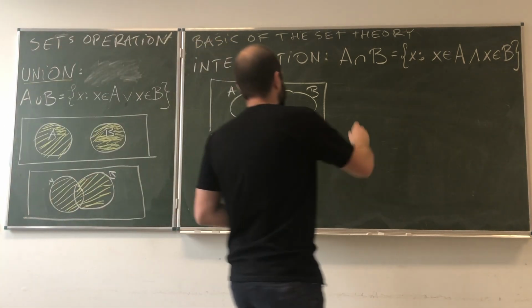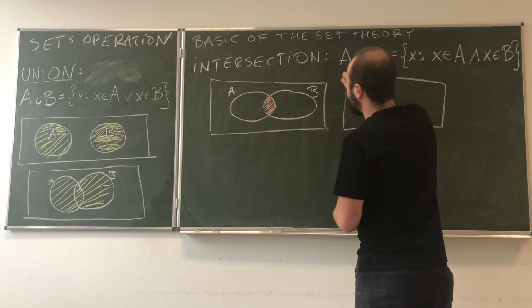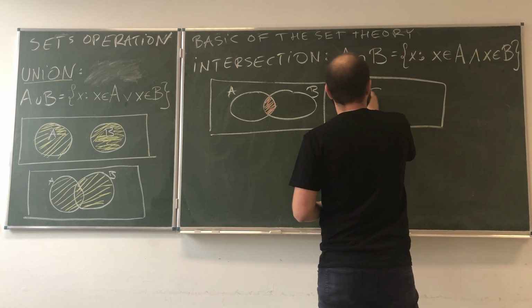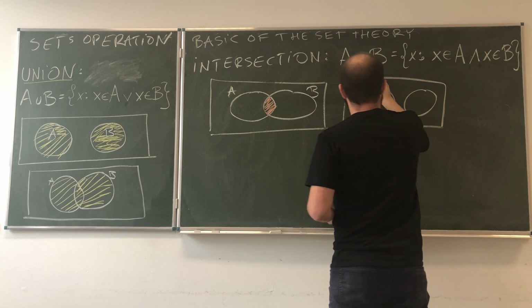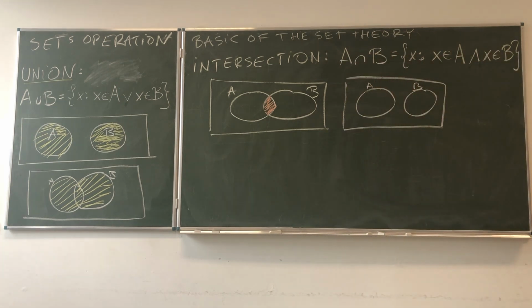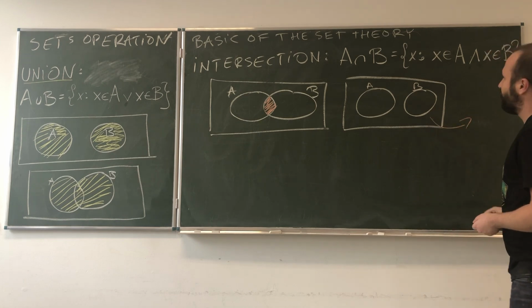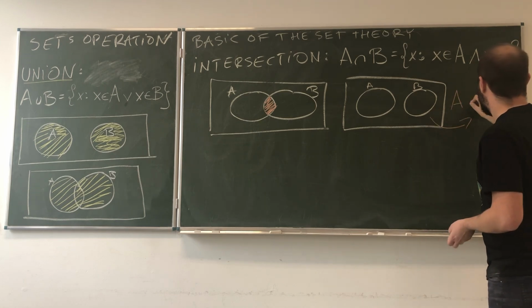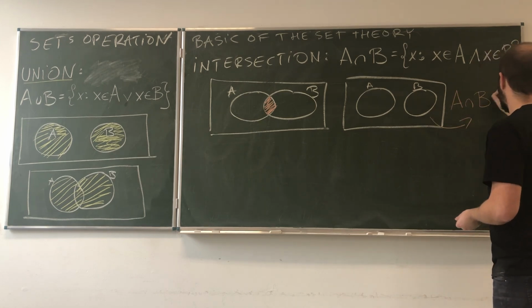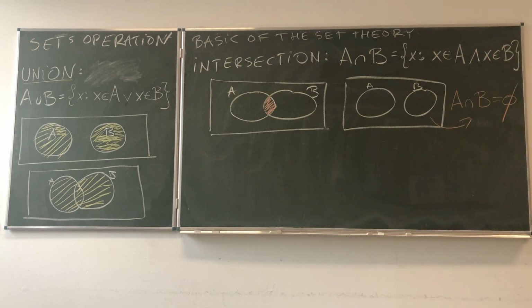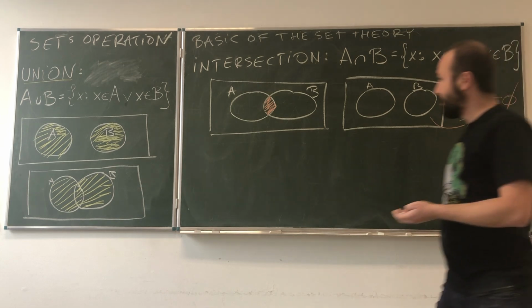But what if we had a situation when A and B are disjointed? Well, in this particular case, we need to say that A intersection B is simply an empty set.